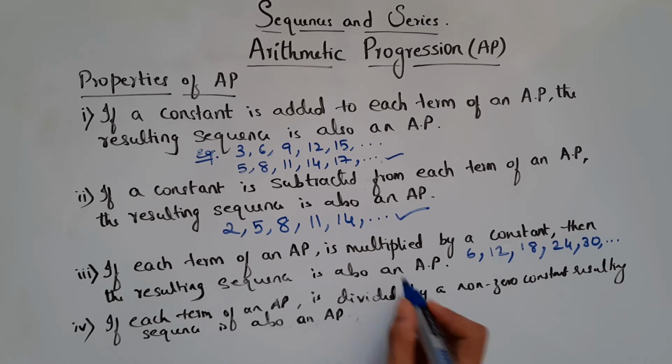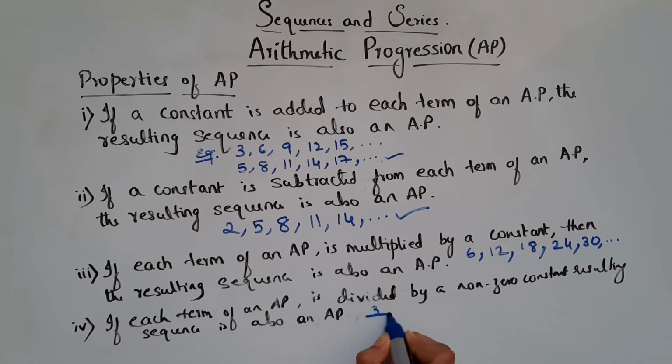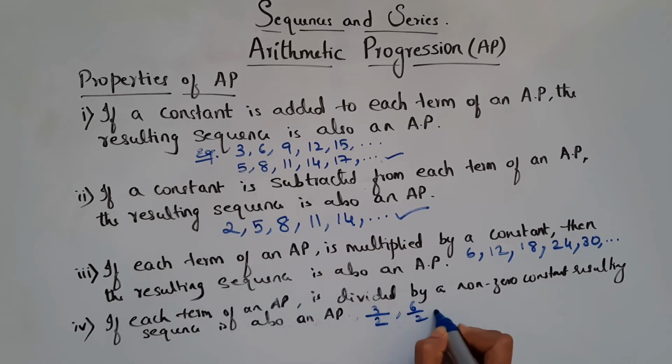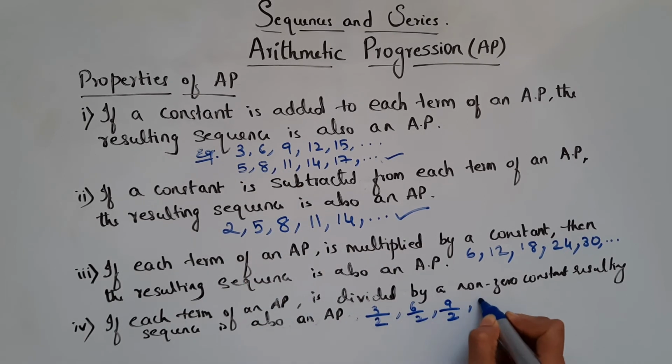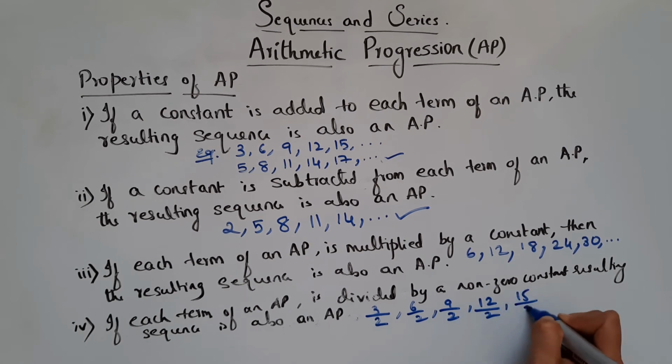Let's say we have to divide it by a non-zero term. Non-zero means other than 0. Let's take 3 by 2, 6 by 2, 9 by 2, 12 by 2, 15 by 2, and so on. So this also is in AP.